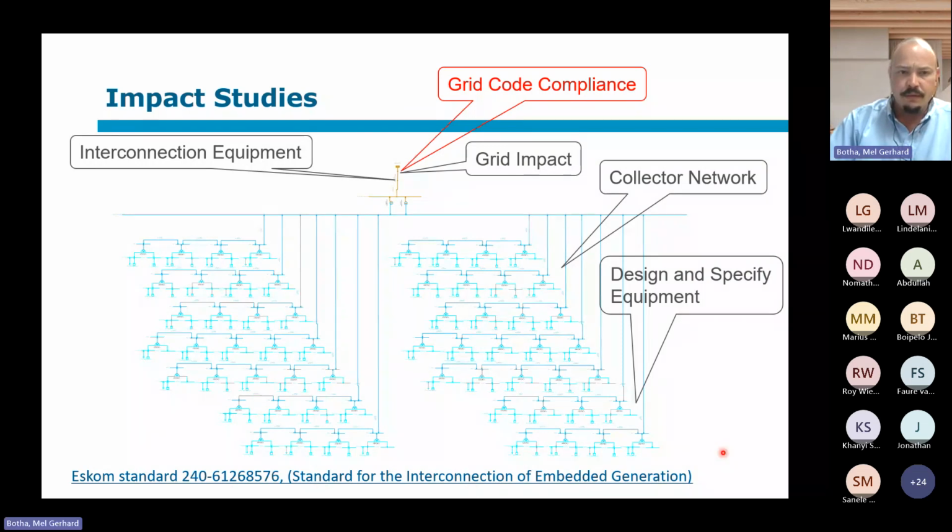So it's very important that they do these designs upfront and the studies. Note that the distributor has nothing to do with this. The distributor wants to see that they meet the grid code at this point from a simulation point of view. But for the rest, it is not the distributor's responsibility to know what happens inside this plant.